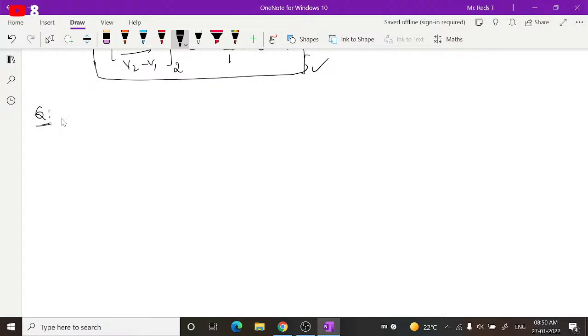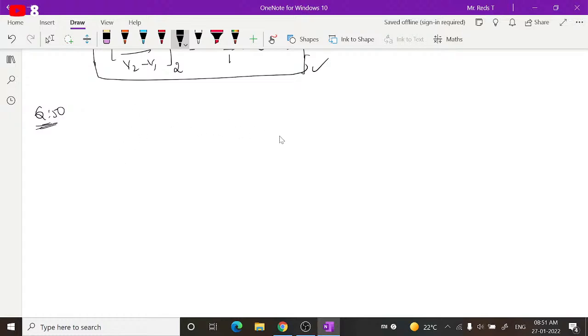So the next question is, the 50th one. A sphere of mass m moving with constant velocity u collides with another stationary sphere of the same mass. If E is the coefficient of restitution, the ratio of the final velocities of the first and second sphere is.